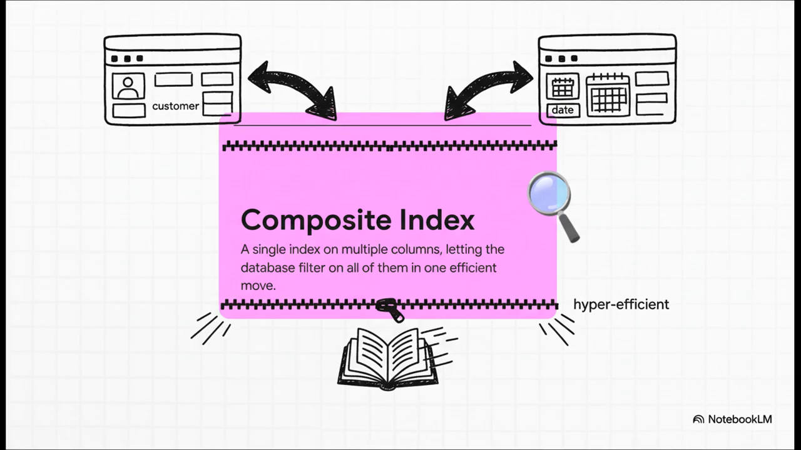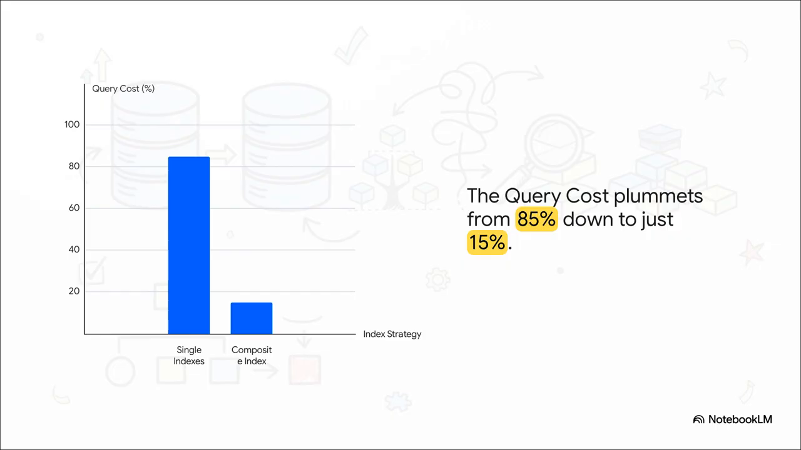This lets the database use its table of contents to zoom in on the customer and the date all in one shot. It's incredibly efficient. And you don't have to take my word for it. Just look at the database's own plan. The query cost, which is its own estimate of how hard it has to work, plummets from a hefty 85% with single indexes all the way down to a tiny 15% with a composite index. That right there is a game changer.